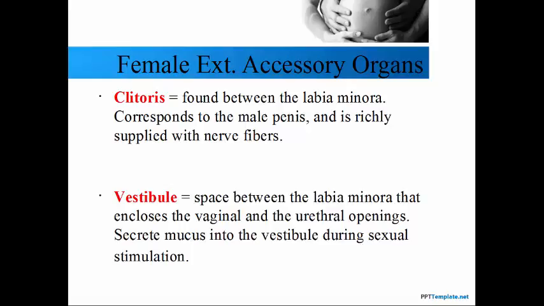Next, move on to the vestibule. A vestibule is always a reference to a space between structures. So this is the space between the labia minora that will include both the opening to the vagina and the opening to the urethra. And this will secrete mucus into the vestibule during sexual intercourse to help lubricate the area.